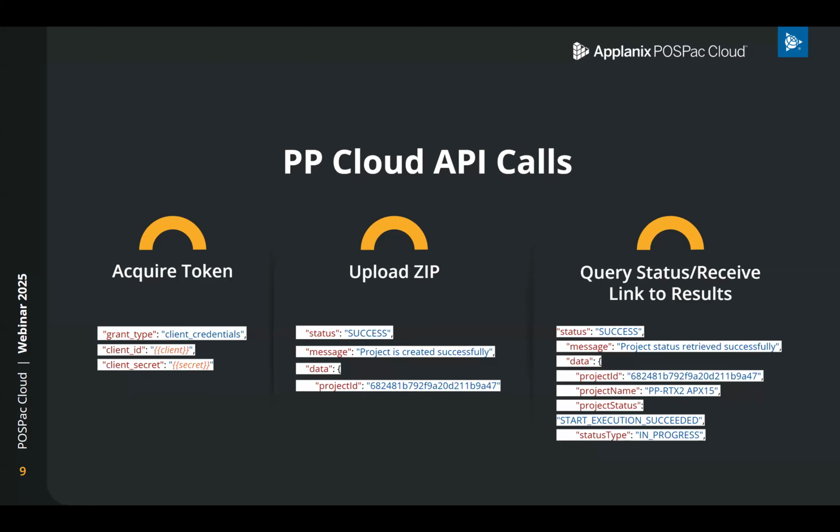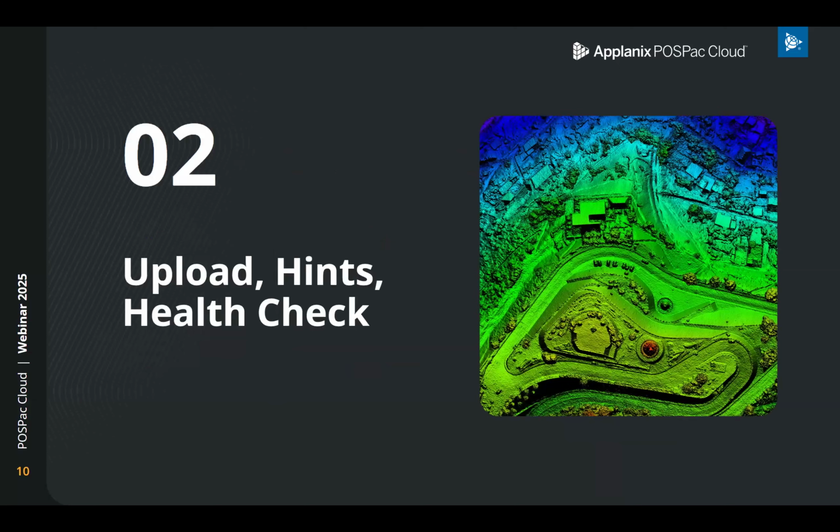If the call is successful, you receive a message saying the project is created successfully, and it will return a project ID, which can be used to track the processing status or even download the project files from the cloud database. Finally, you can check the progress or result of your submitted project using the query status call. Now, let's talk about what gets uploaded to the cloud, some useful hints, and POSPac Cloud health check.